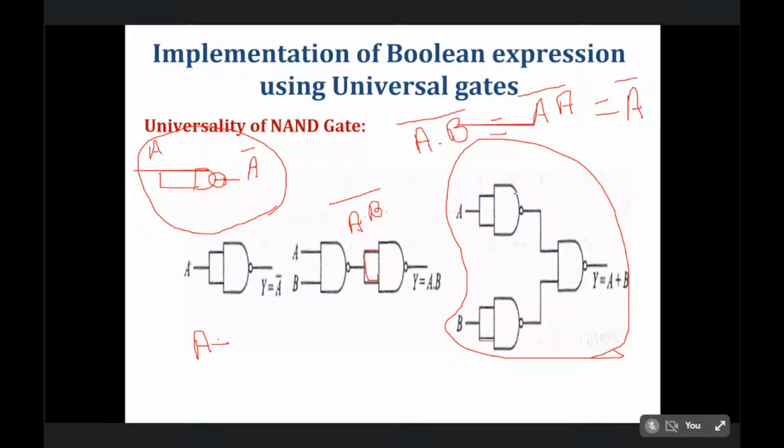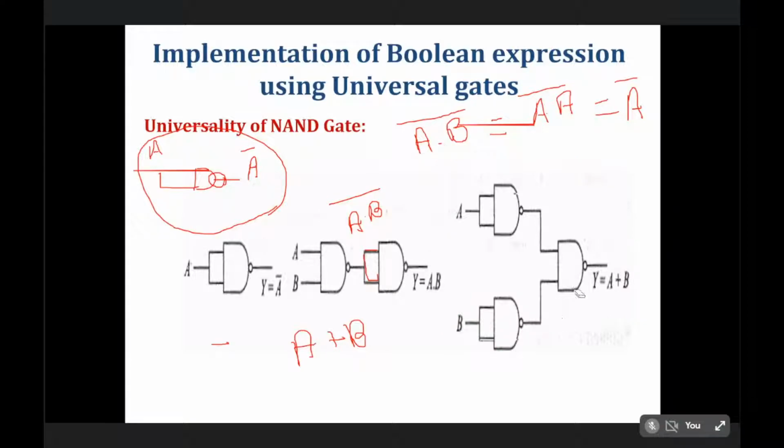Okay, so if we see A, we have to implement the OR operation, A plus B, not A bar, A plus B. We have to implement this. Now what? To do so, we have to apply this theorem: the complement of the complement will be the variable itself.